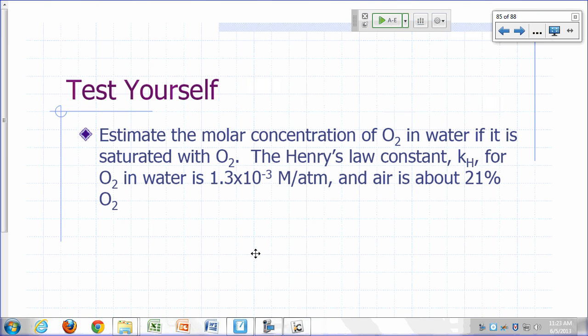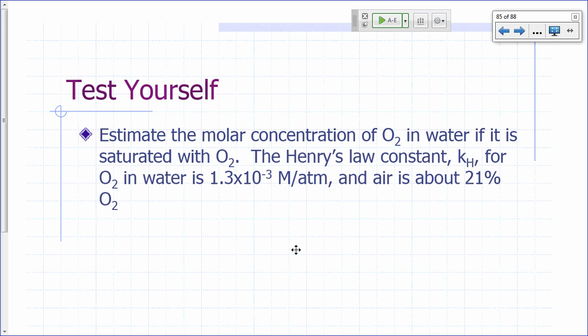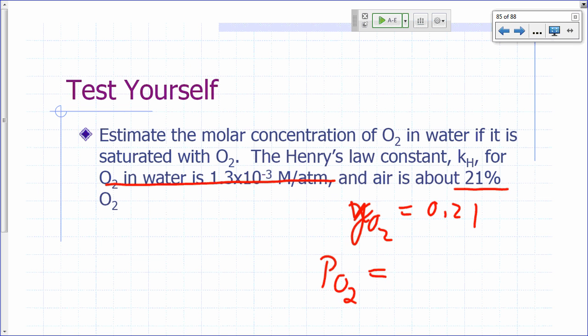Okay. Estimate the molar concentration of oxygen in water if it is saturated with oxygen. So if your water can hold the most oxygen that it can hold, what would be its concentration? If your Henry's law constant for oxygen in water is 1.3 times 10 to the negative 3 moles per liter per atmosphere, and air is about 21% oxygen. So the air you breathe, the mole fraction of O2 in the air, let's call that Y sub O2, is equal to 0.21. So what's the partial pressure of O2 in the atmosphere?